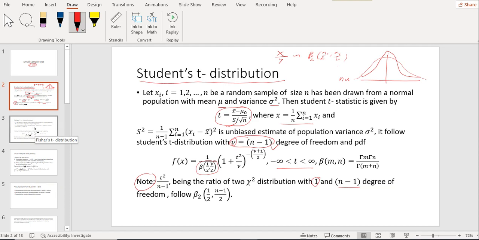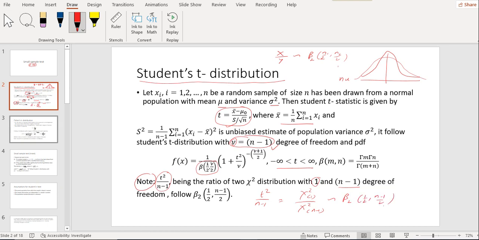So in the case of the Student t distribution, we calculate the parameter t square upon n minus 1, and it is considered a ratio of 2 chi-square distributions. This is basically the ratio of 2 chi-square distributions with 1 degree of freedom and n minus 1 degrees of freedom, and it follows the beta 2 distribution with parameters 1 by 2 and n minus 1 by 2.